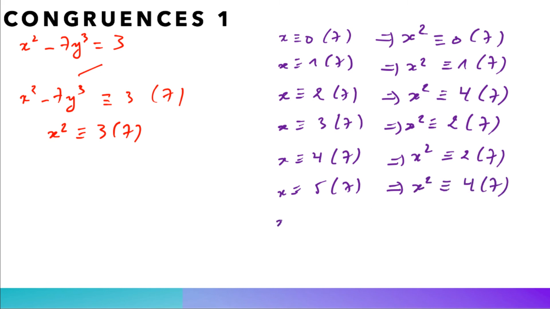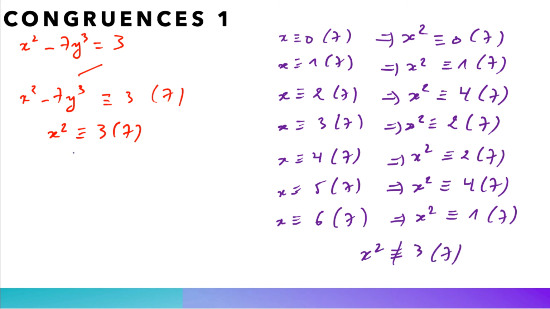And finally, if x is congruent to 6 modulo 7, then x squared is congruent to 36 modulo 7, and 36 modulo 7 is the same thing as 1 modulo 7, because 36 is 1 plus 35, and 35 is a multiple of 7. Bingo! So we see here that x squared cannot be congruent to 3 modulo 7, from which we deduce that this equation is impossible, and so is the original equation.